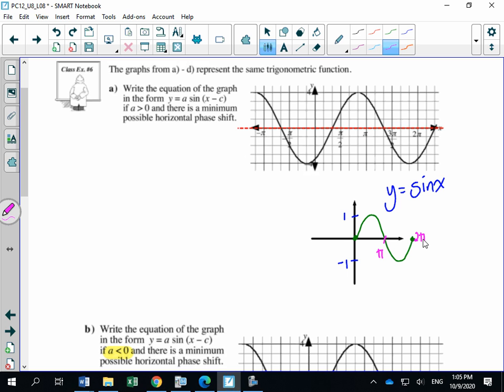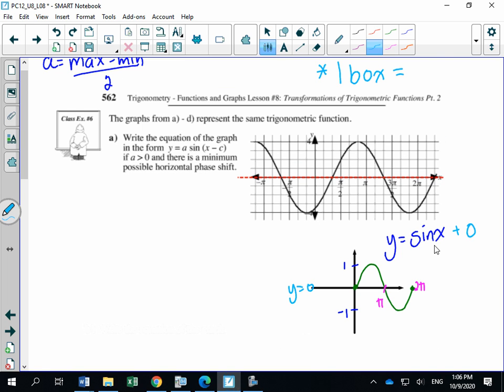The last thing that's really important to see about the sine graph: what's the midline, the middle of the graph? The midline is at y is equal to 0. Remember that the midline comes from the D value, and if a D value is not written, my midline is going to be 0.